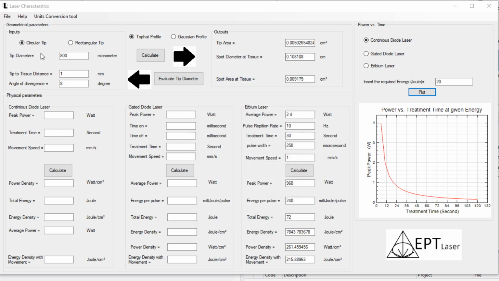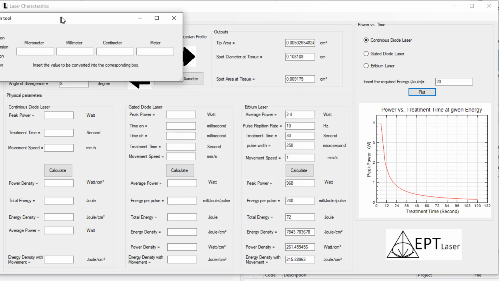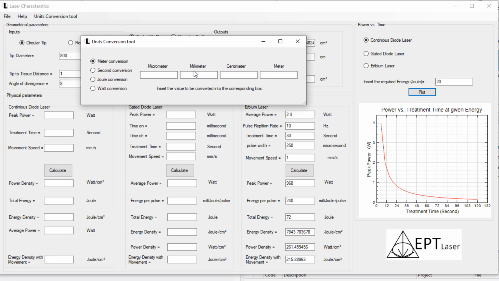A very nice tool in Laser Characteristics is the units conversion tool. So you can go from micro to milli to centi to a meter, for a meter conversion, a second conversion, a joule conversion, and a watt conversion. For example, if I'm choosing the joule conversion, all I need to do is to insert my value either in the joule or the centijoule or the millijoule or the microjoule, and right away it will be generated in centi, milli, or micro. This tool will be very helpful for converting values from different references and different books.